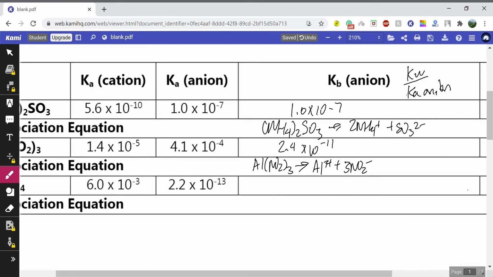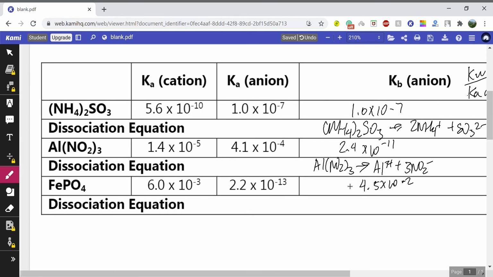Finally, the last one, we're going to do 1.0e to the negative 14th divided by 2.2e to the negative 13th, which will give us 4.5 times 10 to the negative second. Now the dissociation equation will be FePO4 turns into Fe3 plus and PO4 3 minus. Again, both of these will hydrolyze in water because they're strong conjugates.